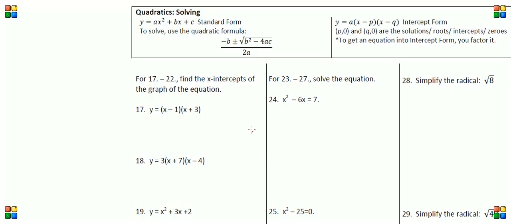Okay, welcome to final test review day 2. We'll start with question number 17.